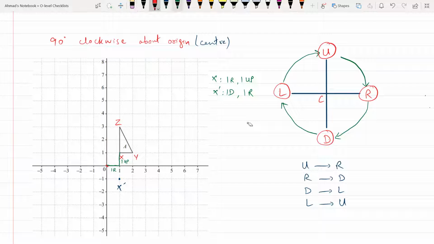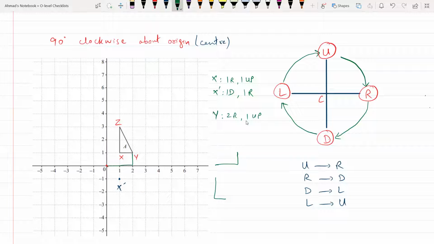What happens for y? How can you reach y from the origin, from the center of rotation? Remember, the center of rotation is important here. From the center of rotation, you go 2 units right and then you go 1 up. So 2 right and 1 up, a figure like this. If you rotate it 90 degrees clockwise, what is that going to look like? It becomes like this, but let's confirm this as well.